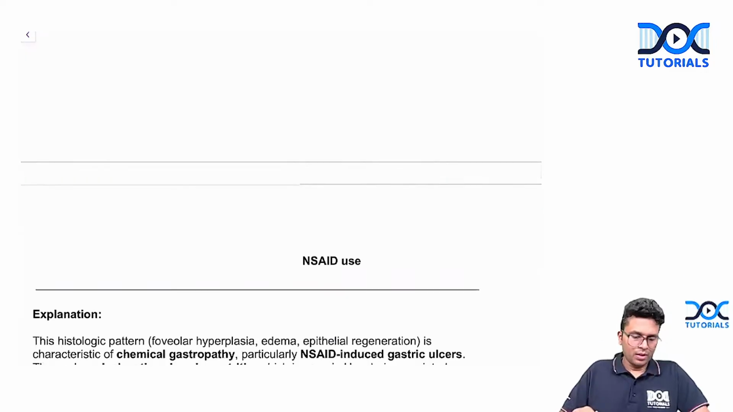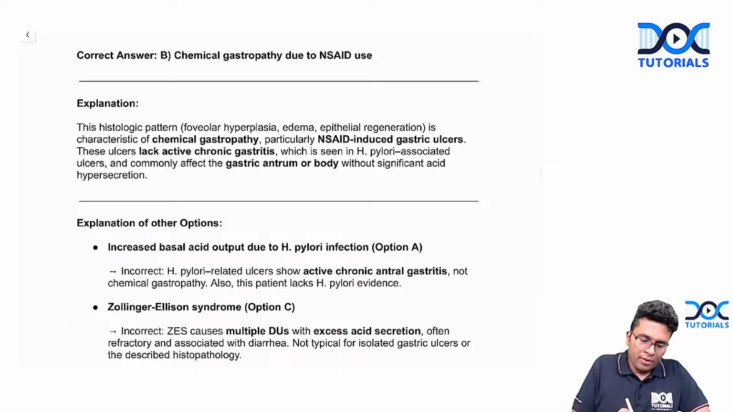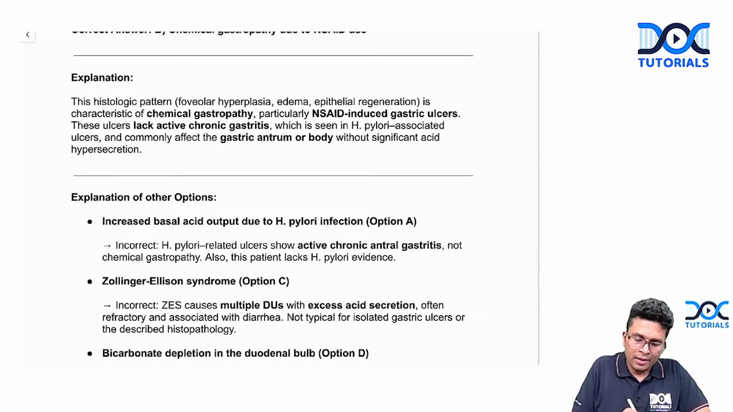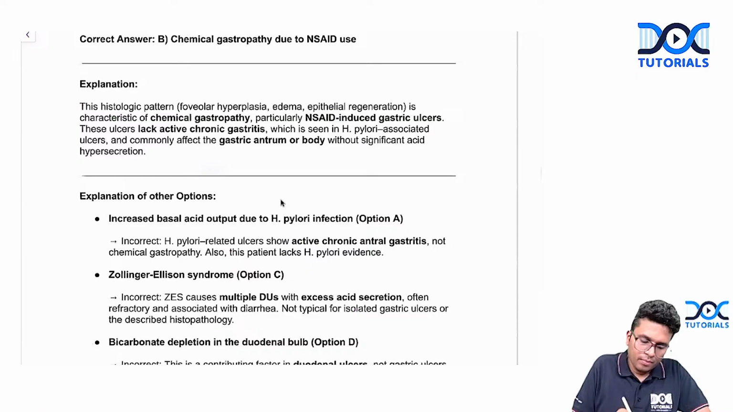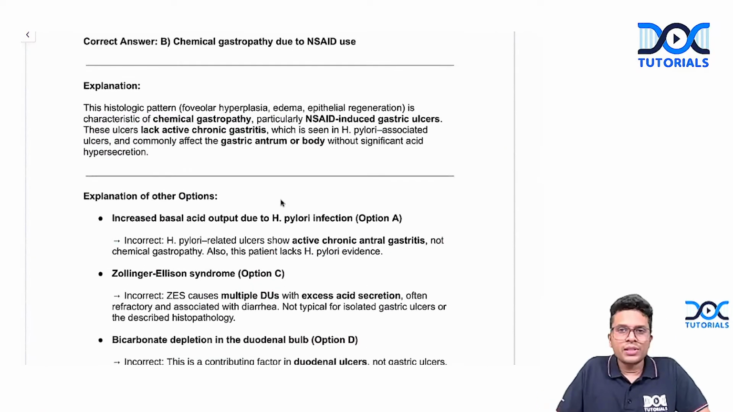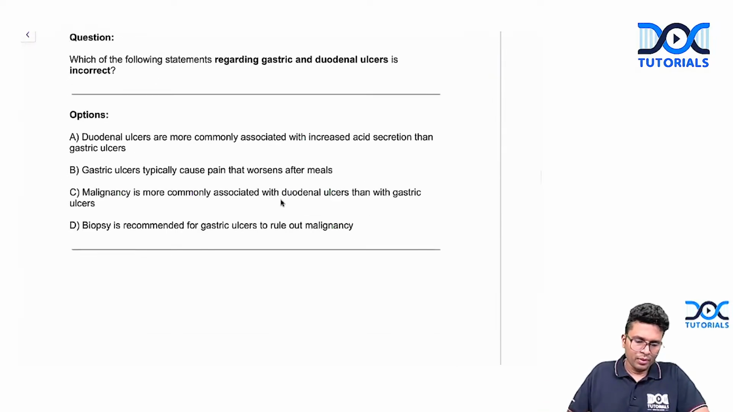So the histological pattern of chemical gastropathy, that is NSAID-induced gastric ulcers, is foveolar hyperplasia, edema, and epithelial regeneration. Other options can be easily ruled out, like H. pylori was negative in this case. There was not much inflammation present. Zollinger-Ellison would usually present with multiple duodenal ulcers, and option D would actually contribute to duodenal ulcer and not gastric ulcers.